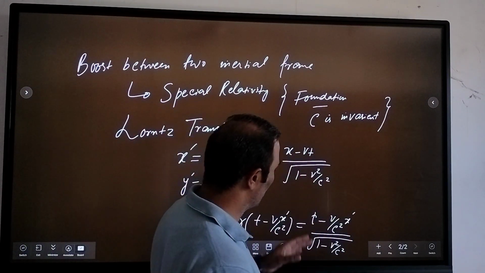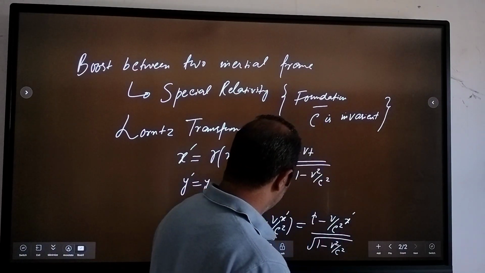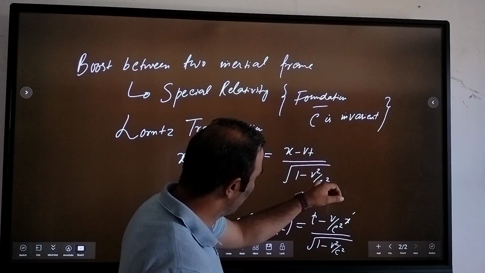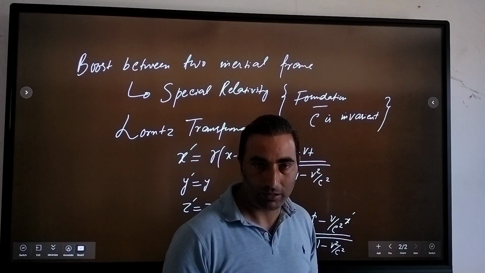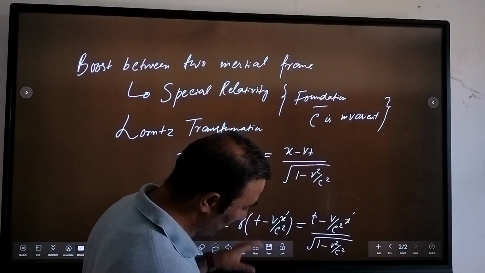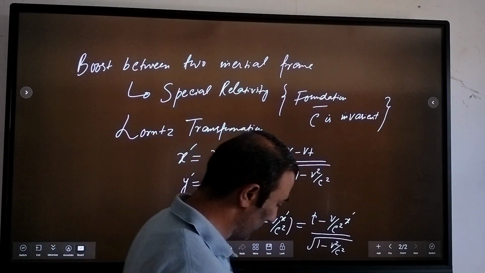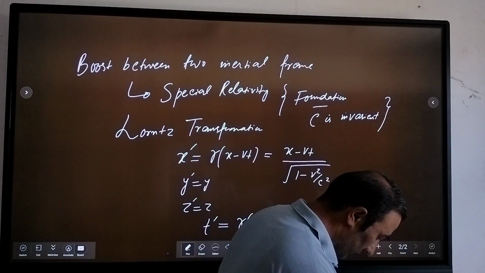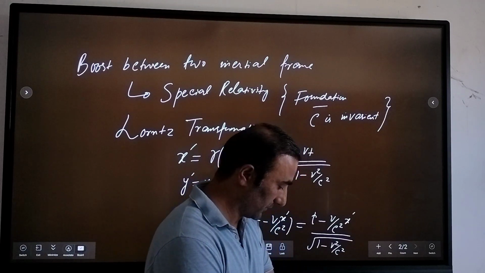So this is clear to you. In our other class you might have discussed these things, and this is our beta, that's v by c. We'll come across these maybe in coming lectures. So these are the Lorentz transformation equations involved when we talk about the boost between two inertial frames of reference, right?